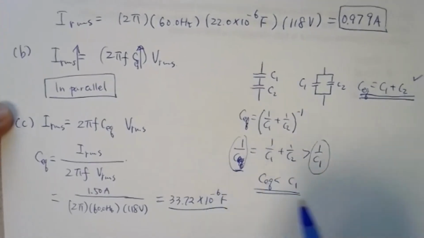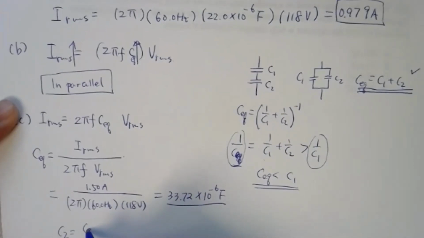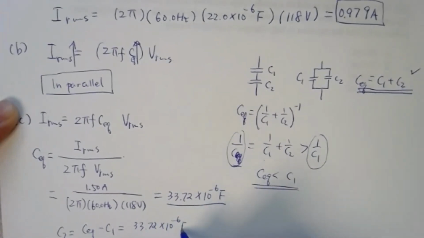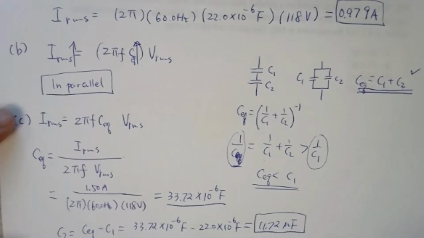Once you have that CEQ, your C2 can be calculated. C2 is equal to your CEQ minus your C1: 33.72 times 10 to the minus 6 farad minus 22.0 times 10 to the minus 6 farad. That gives you 11.72 microfarad, or 10 to the minus 6 farad. That's what you need for the second capacitor.